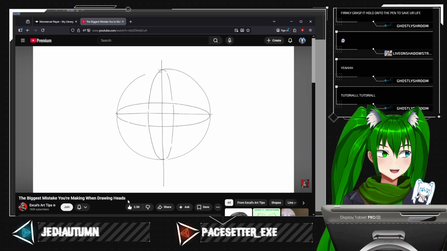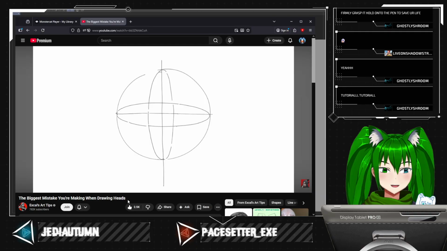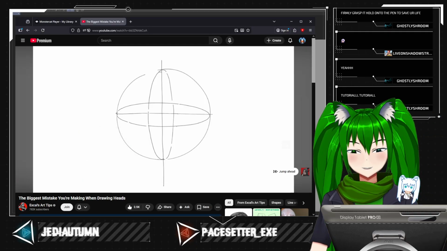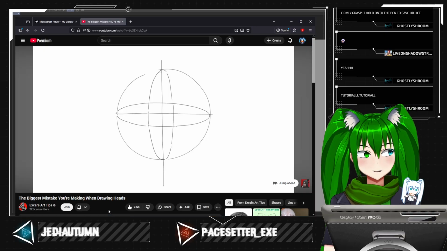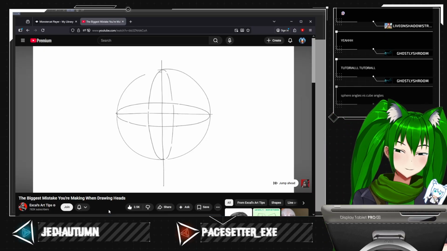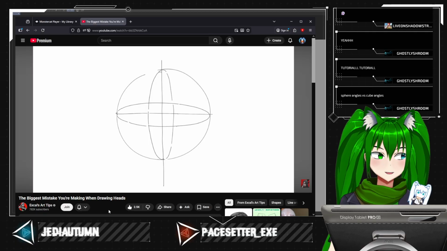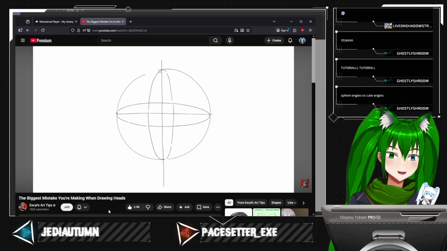I think cube method will help, but I need to introduce it a little better. Because you're supposed to be able to use cubes to help with perspective for head angles, but I'm not using them correctly. Sphere angles versus cube angles.